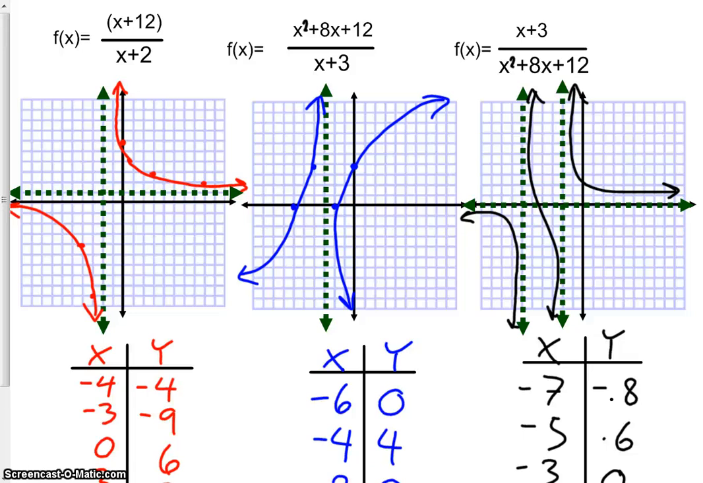What happens in the end is, if you notice in my first equation, the numerator and the denominator have the same degree. When you have the same degree, it means you're going to have one horizontal asymptote and one vertical asymptote. In the second equation, I don't have the same degree. The numerator degree is greater than the denominator degree, and what that means is there are no horizontal asymptotes.